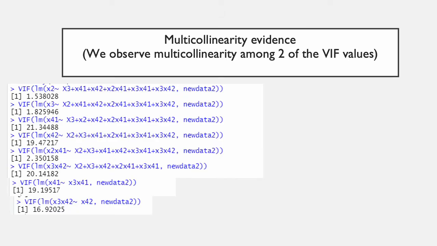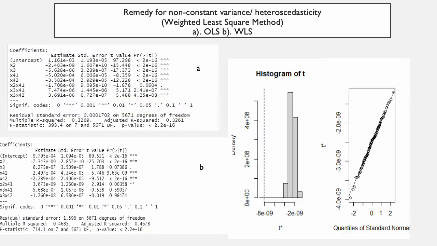Once again, we check multicollinearity on the new model using the VIF tolerance values. We found that we have multicollinearity between the following values that have a value greater than 10. We try to perform a remedy for non-constant variance, or heteroscedasticity, using the weighted least squares method.